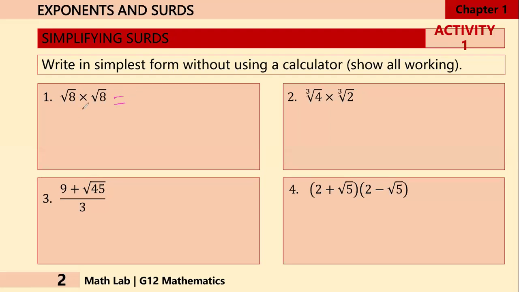Let's solve this one. So square root of 8 multiplied by square root of 8. Here, what we see is that when there's no number here, it means the number here is 2. So it means now this one is going to be square root of 8 times 8, which gives us square root of 64. When we press square root of 64, it's going to give us 8. So this is how we solve this.